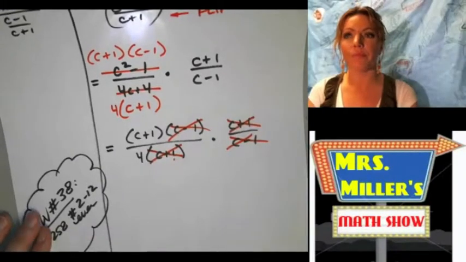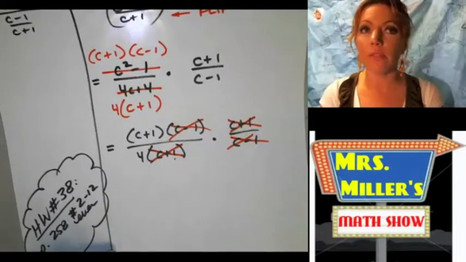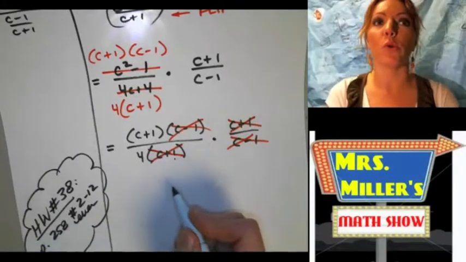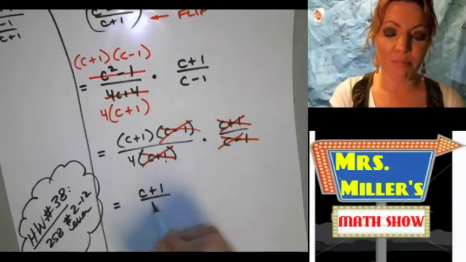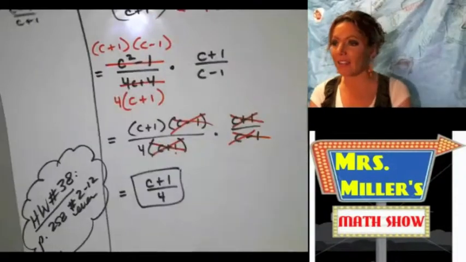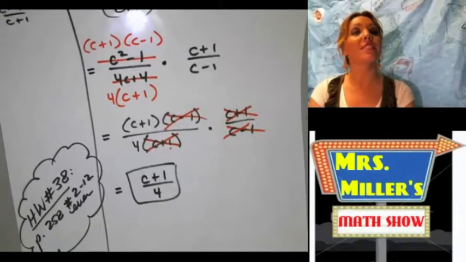Anything else? So what's my final answer? Alan. c plus 1 over 4. Everybody give it up for Alan. All right. Questions? We are done.